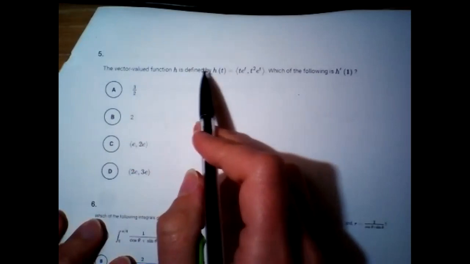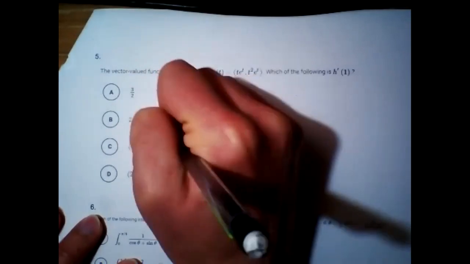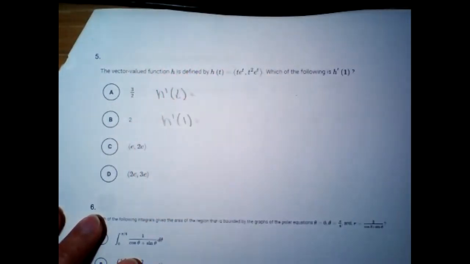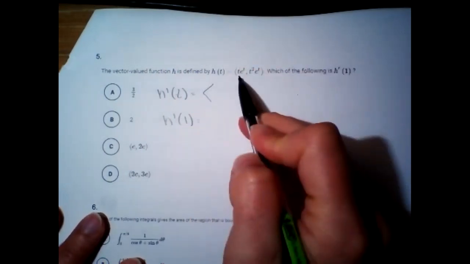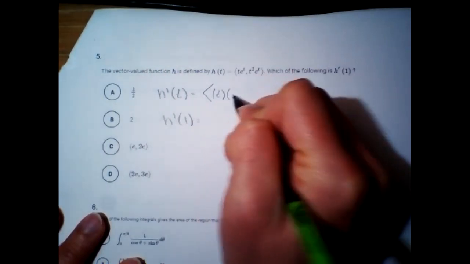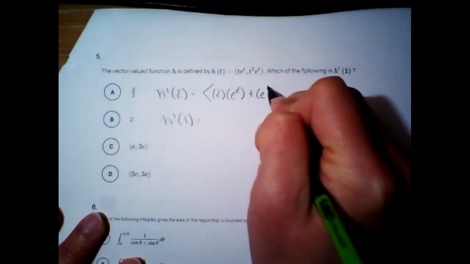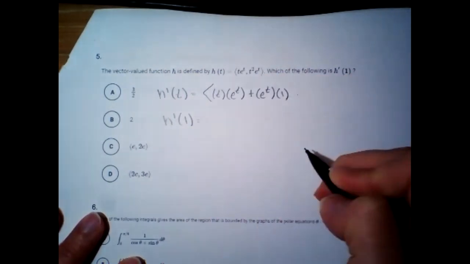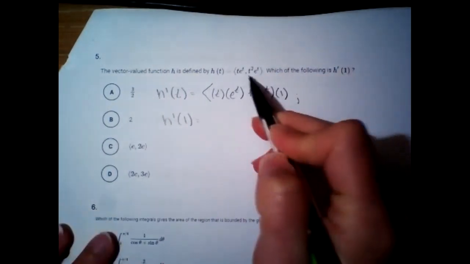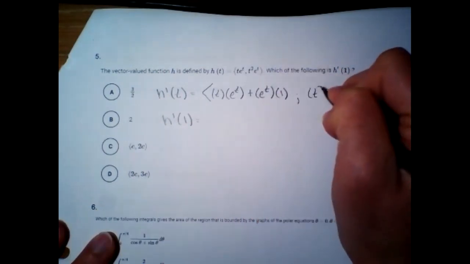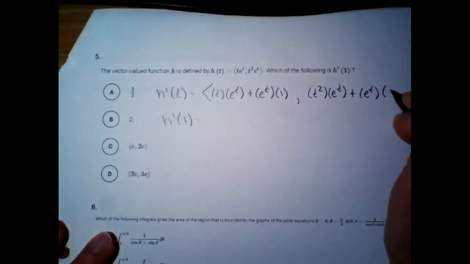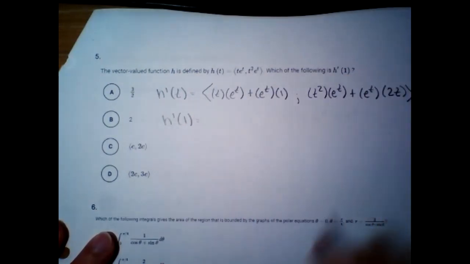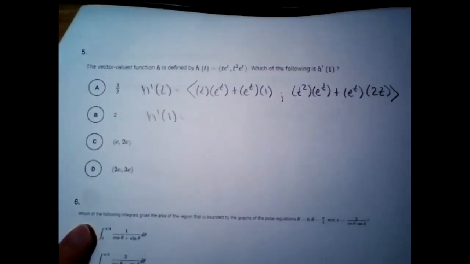A vector valued function h is defined by this. What is h prime of 1? So we're going to get the derivative, and then we're going to plug in 1. So we have to do the derivative of each of these separately, and they're both going to be product rules. So for this first one, product rule: first times derivative of the second plus second times derivative of the first, comma. And then again, this is another product rule: first times derivative of the second plus second times derivative of the first. And we're going to plug 1 into all of that.